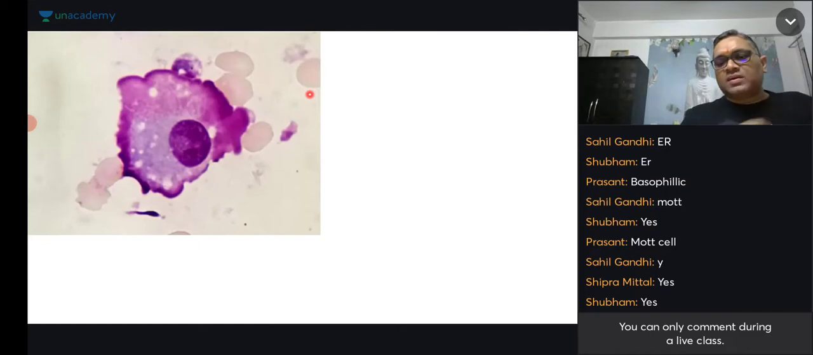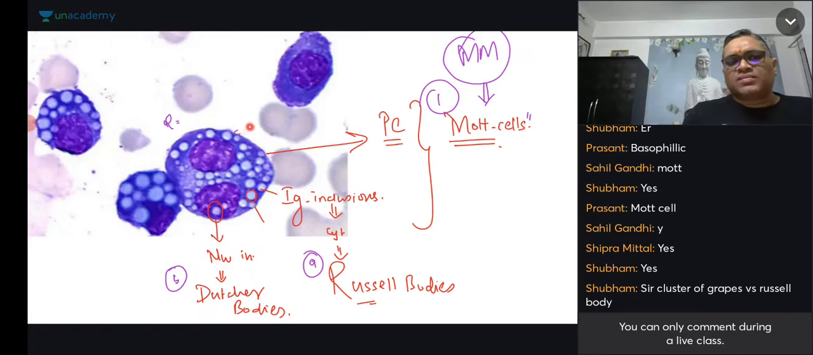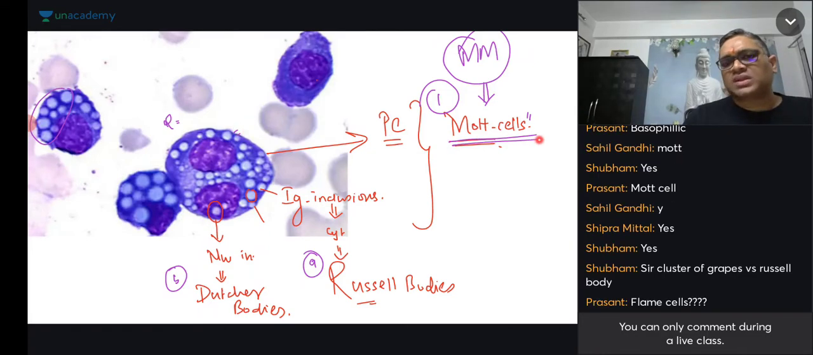Now you can see this is another cluster of grapes. It is the Russell body only. All these are Russell bodies only. When they look like a cluster of grapes, then we give them a specific name, that is MOTT cell. In simple words, you can say that the MOTT cell will have all these things, right? So there is nothing to be confused about.